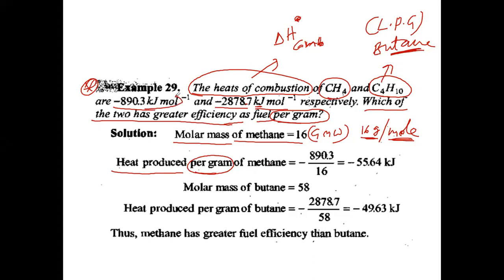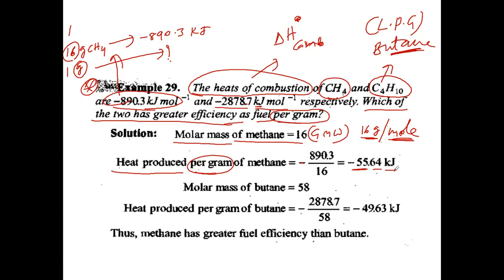From the given value, what do we understand here? 16 grams of CH4 is giving how much energy? Minus 890.3 kilojoules. So this much energy is coming from 1 mole, which means 16 grams. Then 1 gram of methane will give how much? 1 into 890 by 16. So minus 890.3 by 16 is equal to minus 55.64 kilojoules per gram. When you combust 1 gram of methane, minus 55.64 kilojoules is released.